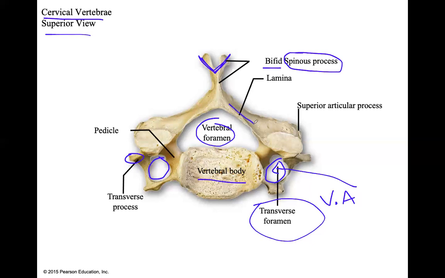And again, here are the two lamina. Laminas come together to form the spinous process. Here are the pedicles. Pedicles come off the vertebral body.